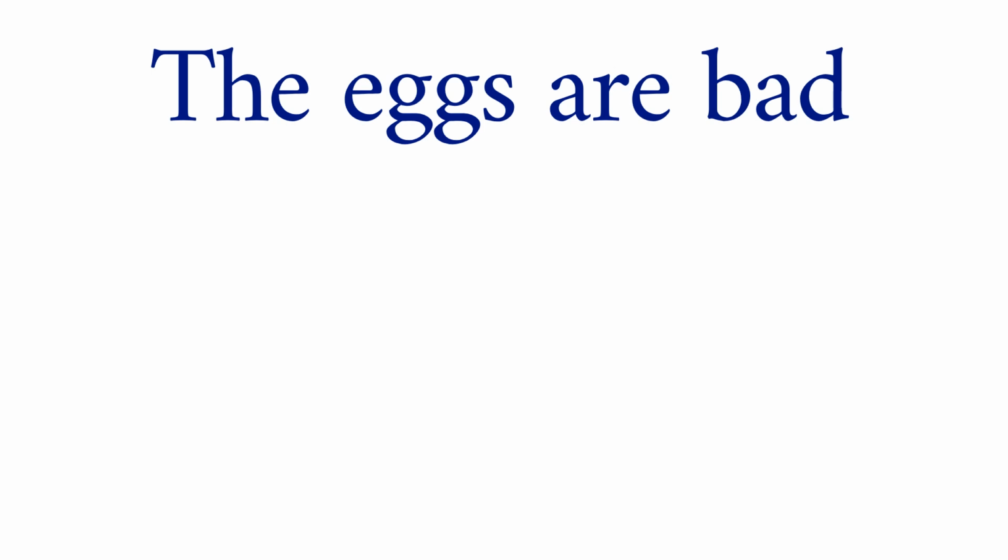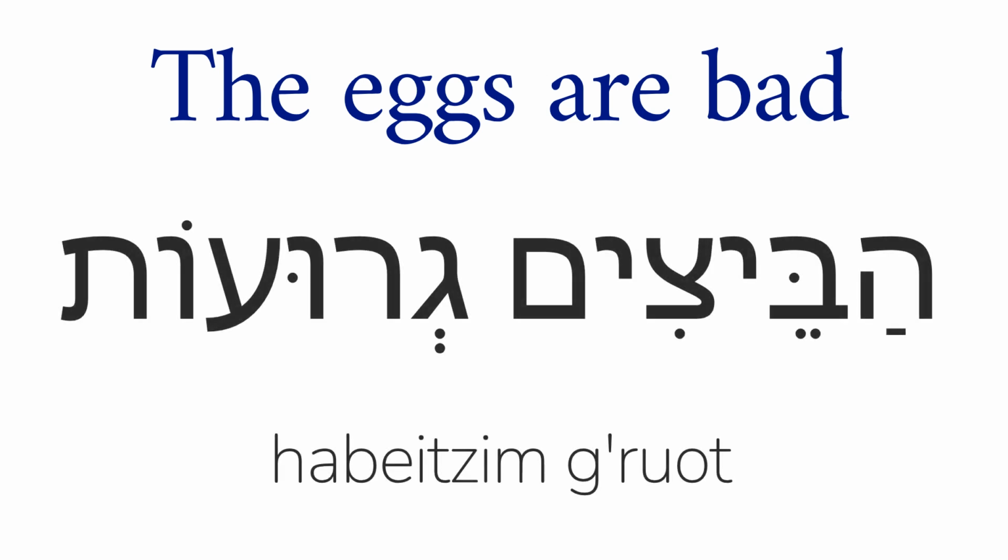And our last phrase is the eggs are bad. This phrase has the same structure as the cake is small and the bread is soft. Now, in Hebrew, we don't translate the word "is" or "are." We only translate the eggs and bad. So that will be ha beitzim and garuot. Ha beitzim garuot. The eggs are bad. And that's all for today.